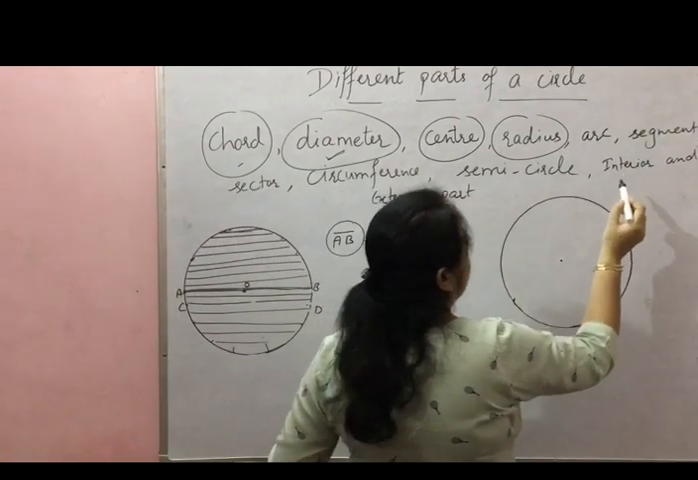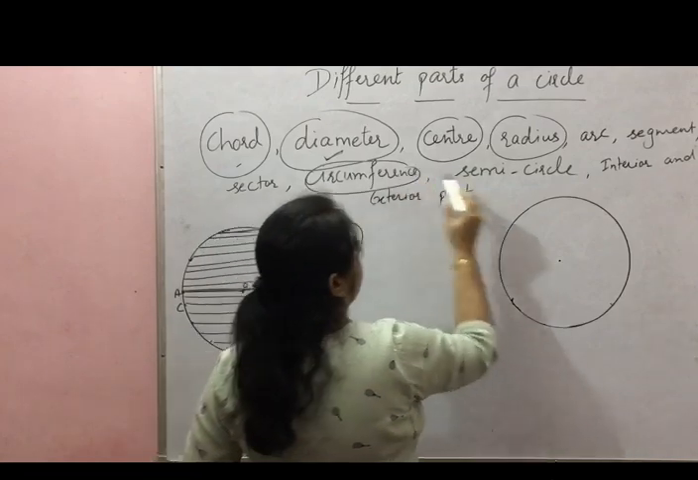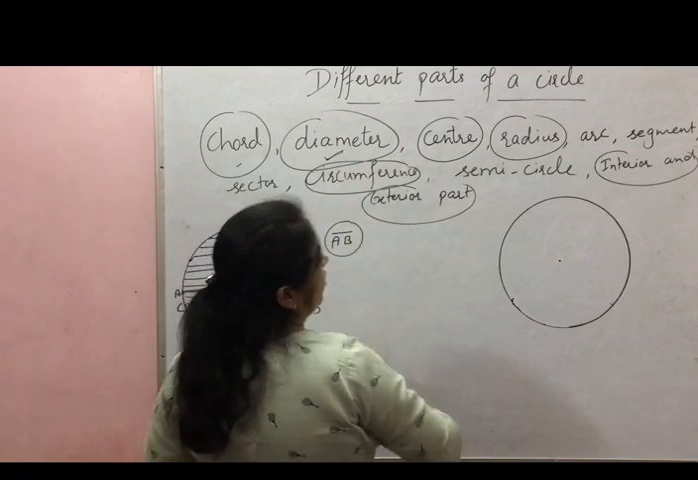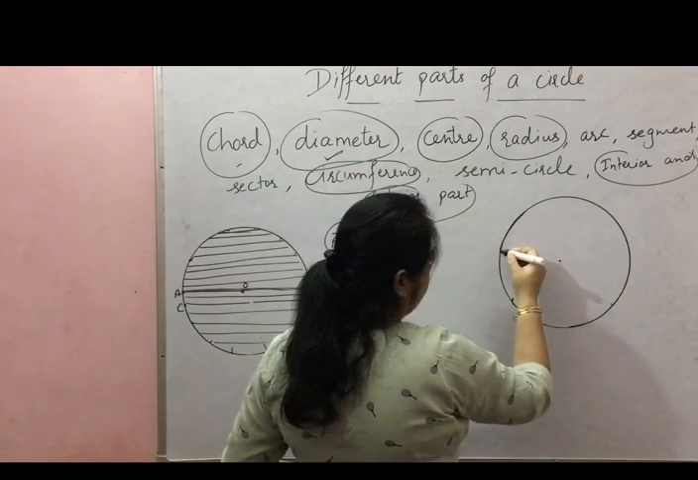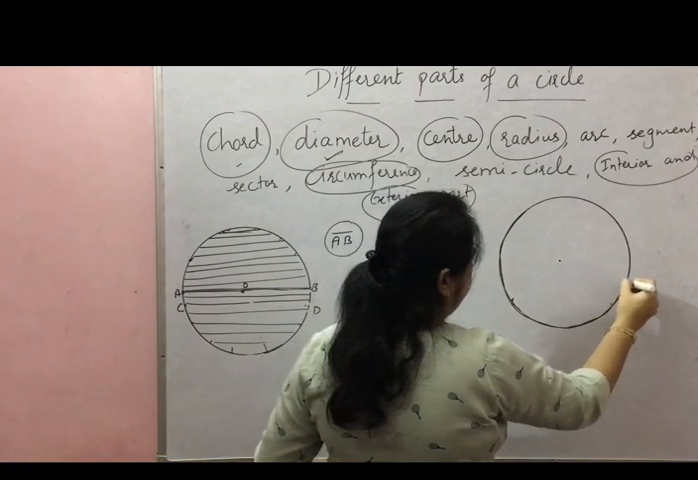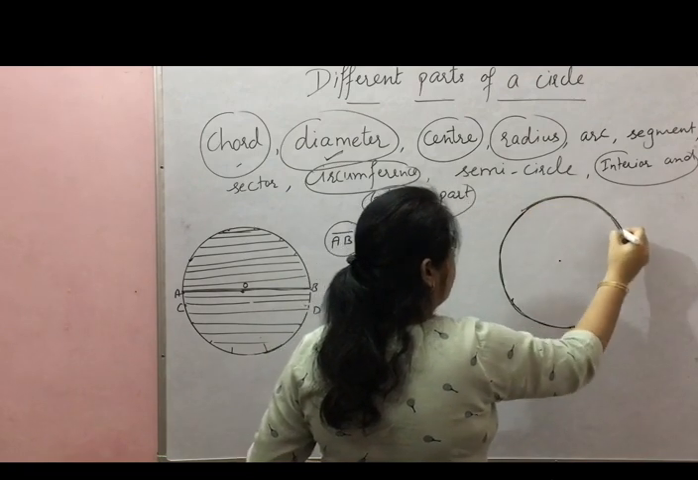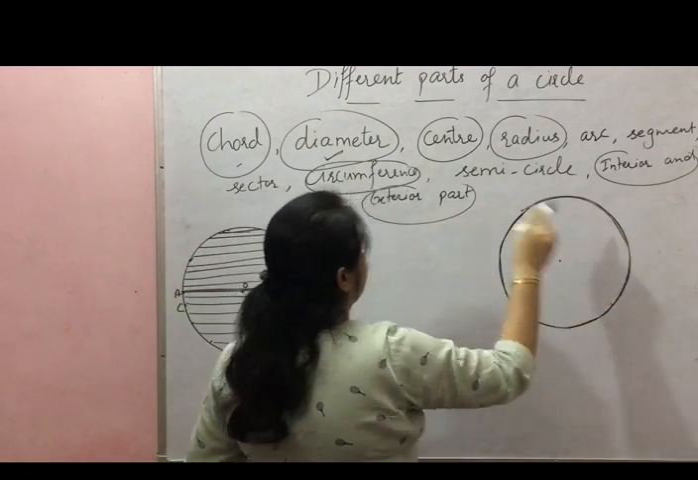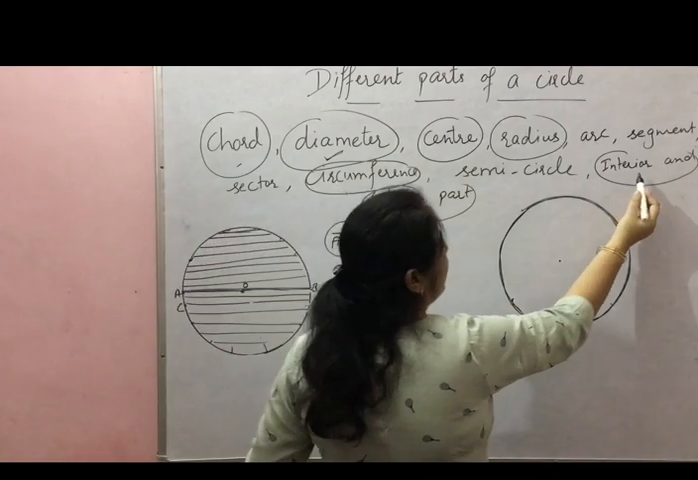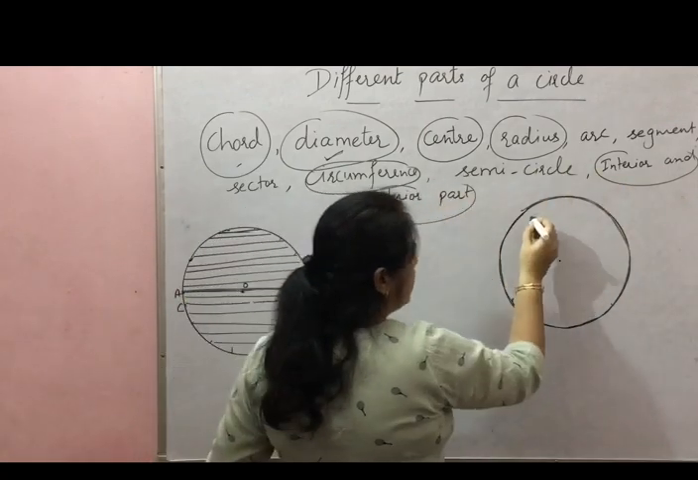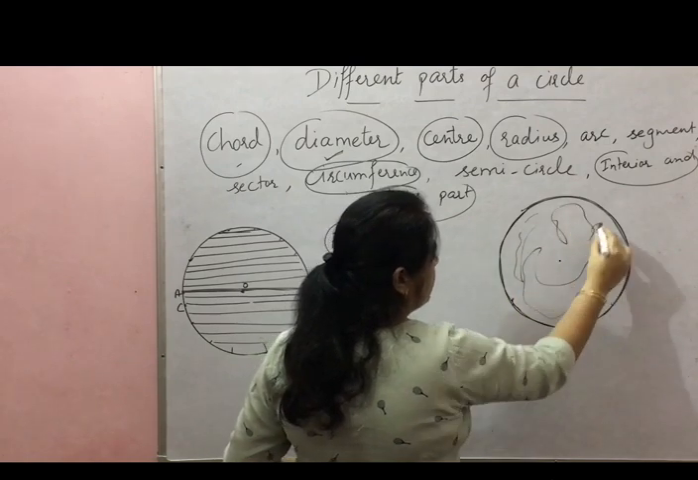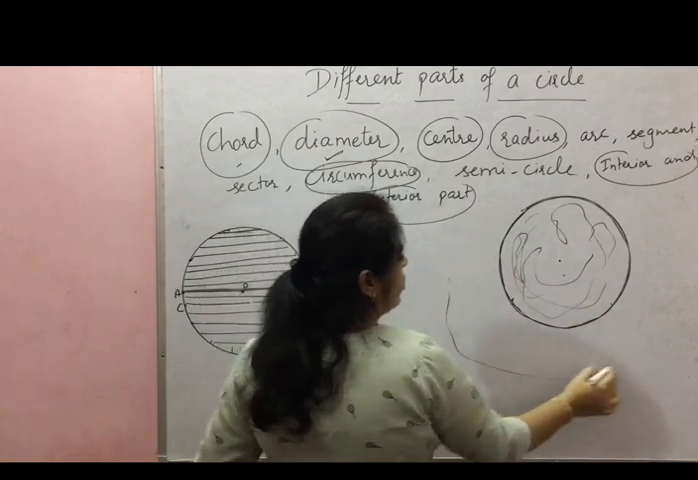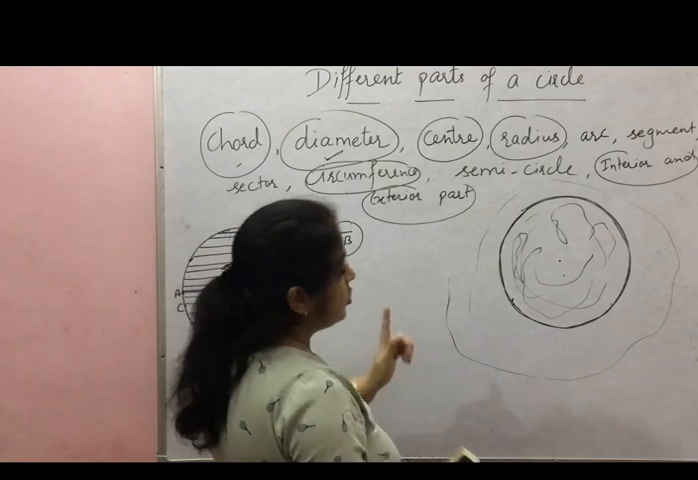Students, now we will go with circumference, interior and exterior part of a circle. What is circumference? This boundary of the circle. The boundary of the circle is called the circumference. So this complete boundary of a circle is called circumference. So what is interior and exterior part? This part is called interior of the circle and this part is called exterior of the circle.